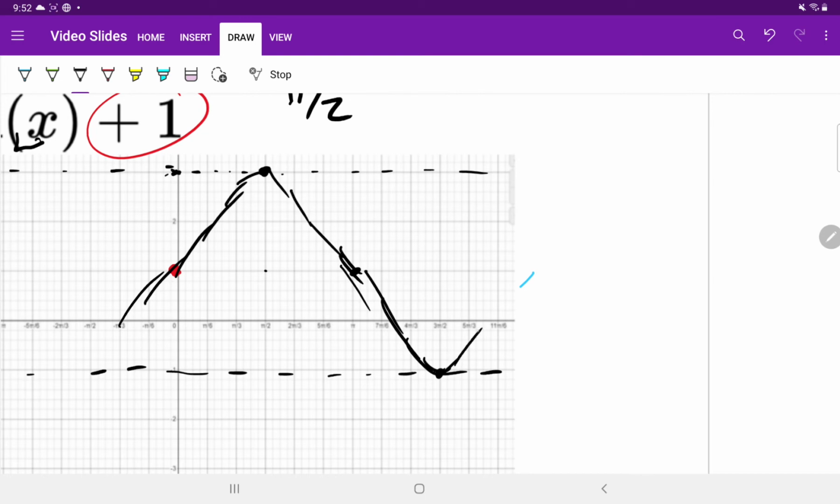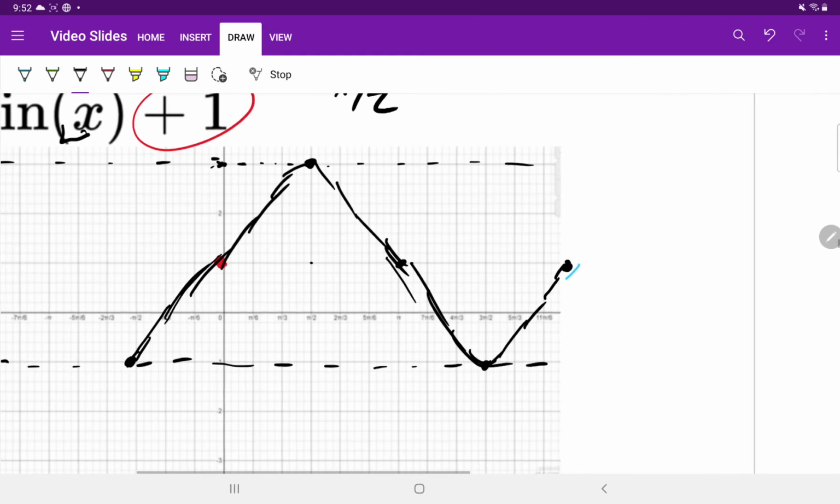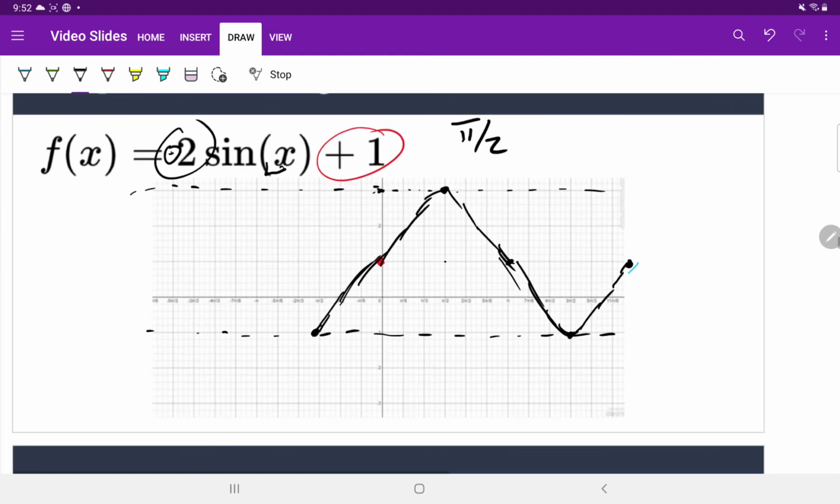And it'll open back up to my midline here, which is approximately right there. And of course, pi over 2 takes me down to here to a new trough. And then that repeats. Okay?